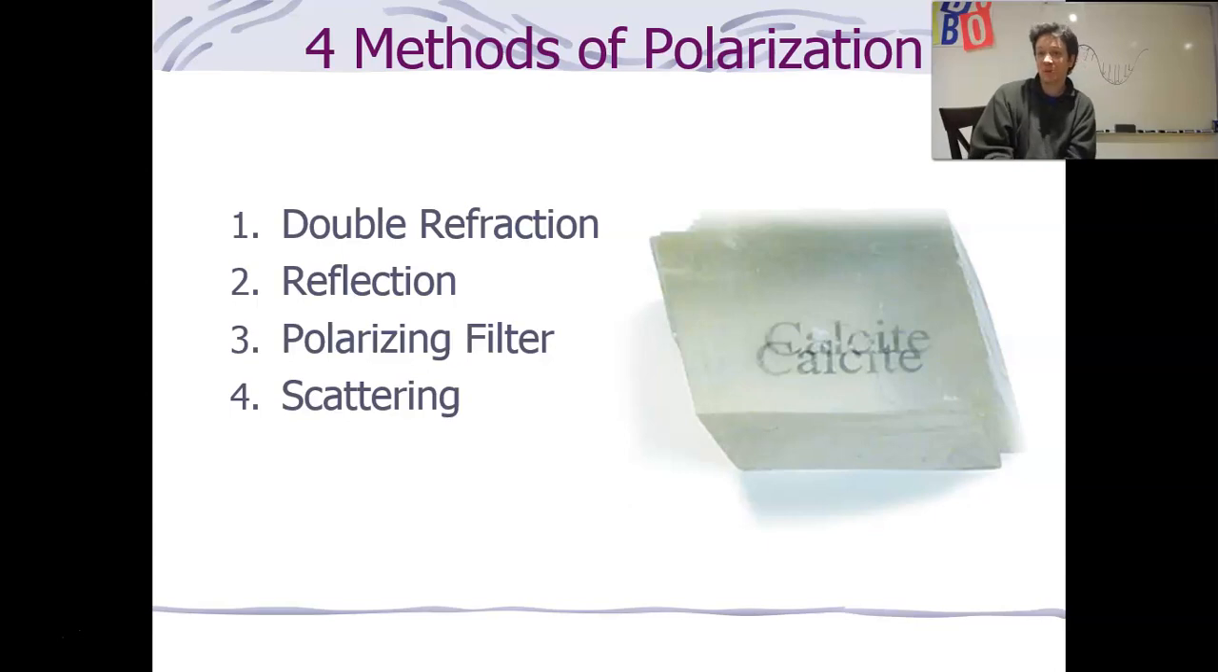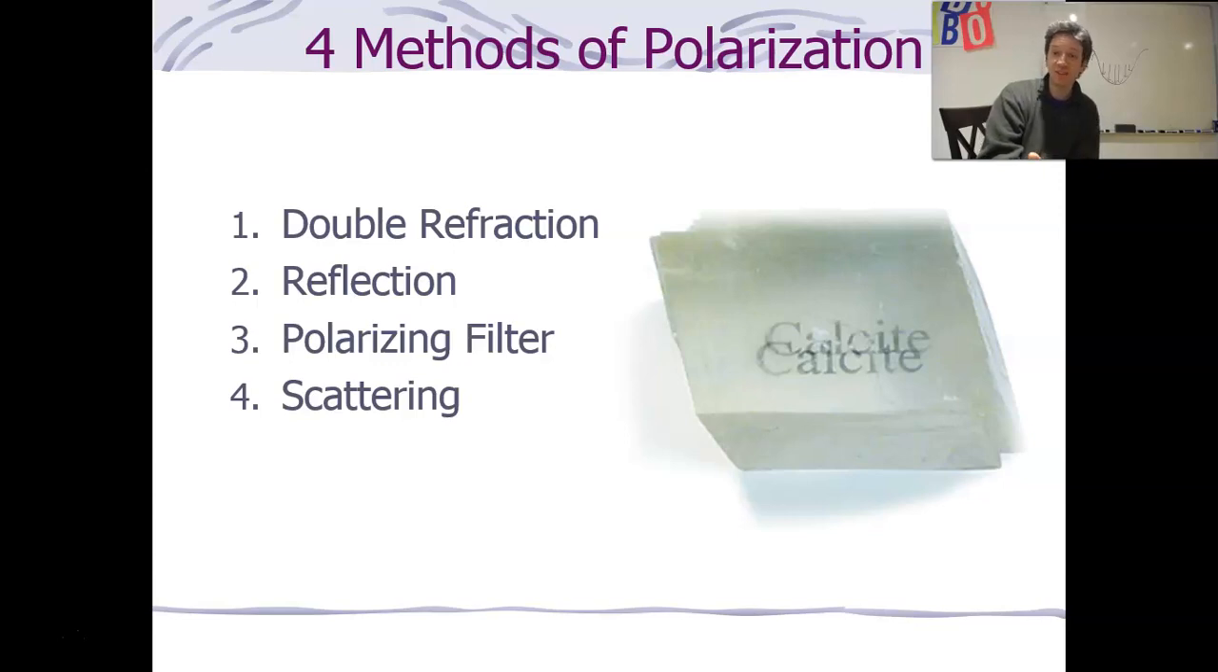Now you're not producing energy here. What's happening is half the energy is going into one, half the energy is going to the other. So for example, one is polarized horizontally and the other is polarized vertically. Okay. Reflection is also another way things polarize.